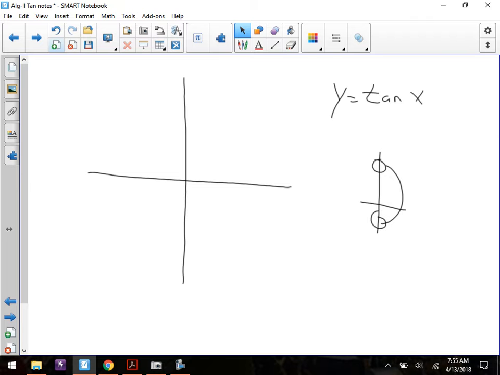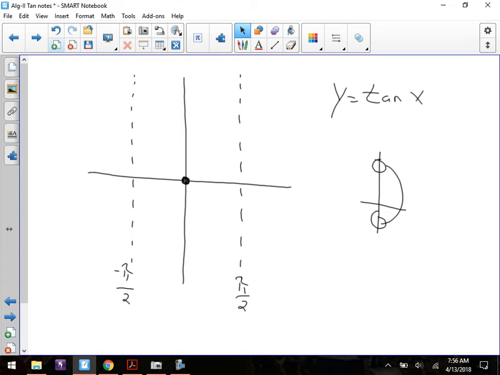We graph it between pi over 2 and negative pi over 2 because we know that at negative pi over 2, it's an asymptote. And we also know that pi over 2 is also an asymptote. The distance between negative pi over 2 and pi over 2 is how far? Pi. Okay, it's a pi, so that gives you your period. So we look at it between negative pi over 2 and pi over 2. What's halfway between pi over 2 and negative pi over 2? 0.